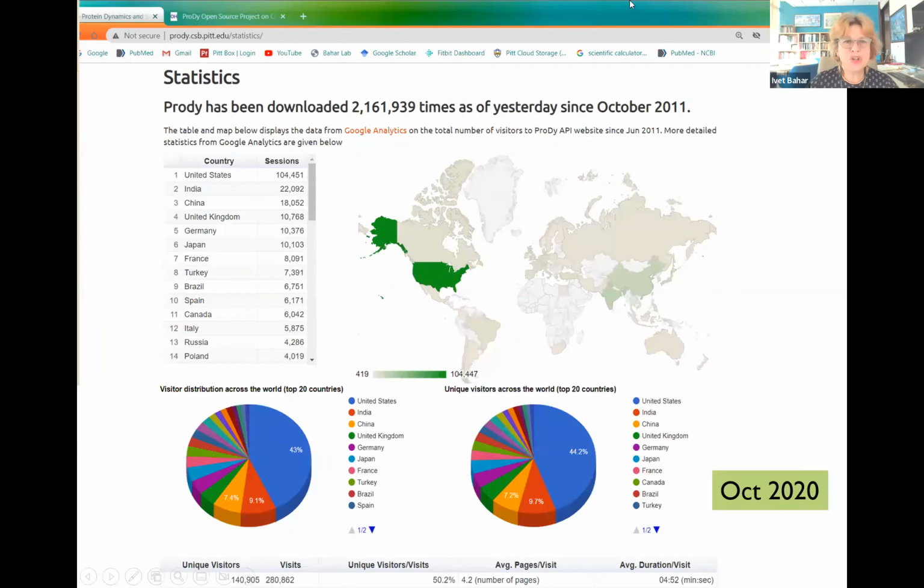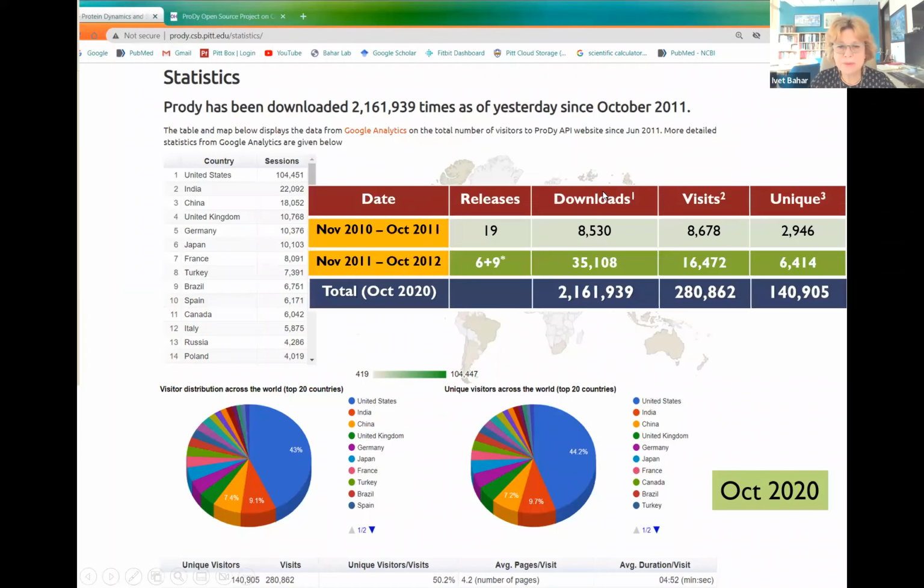Now, for your information, this server, the program, has been downloaded more than 2 million times since its inception in 2011. And it has been used by many countries, as here you can see. United Kingdom turns out to be in number 4 after United States, India, and China, and before Germany, Japan, and France.